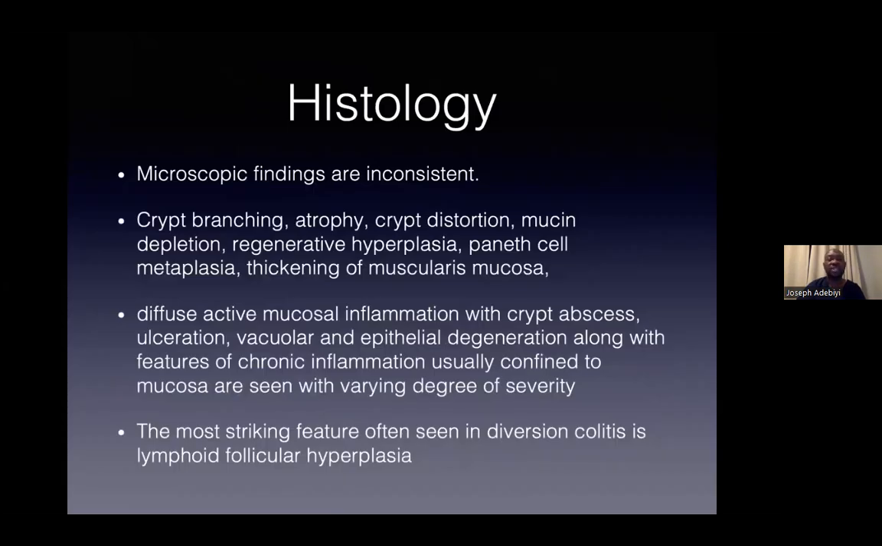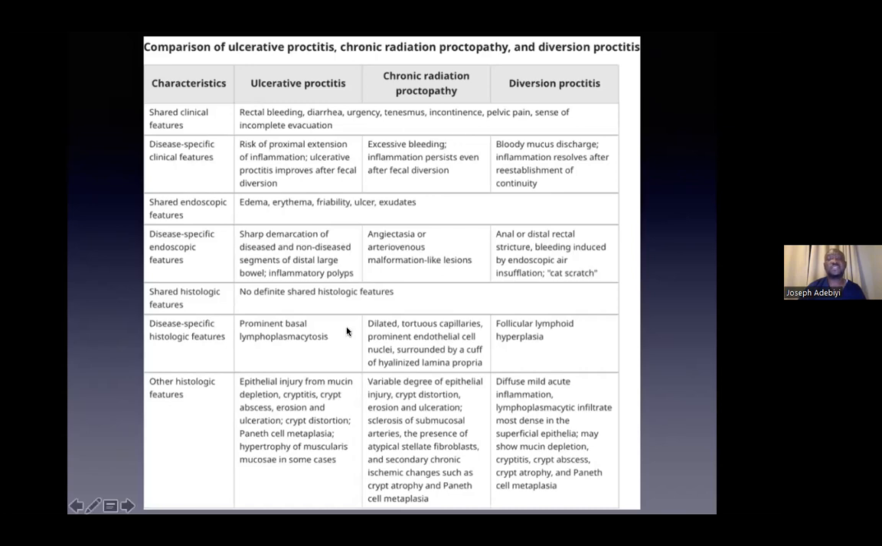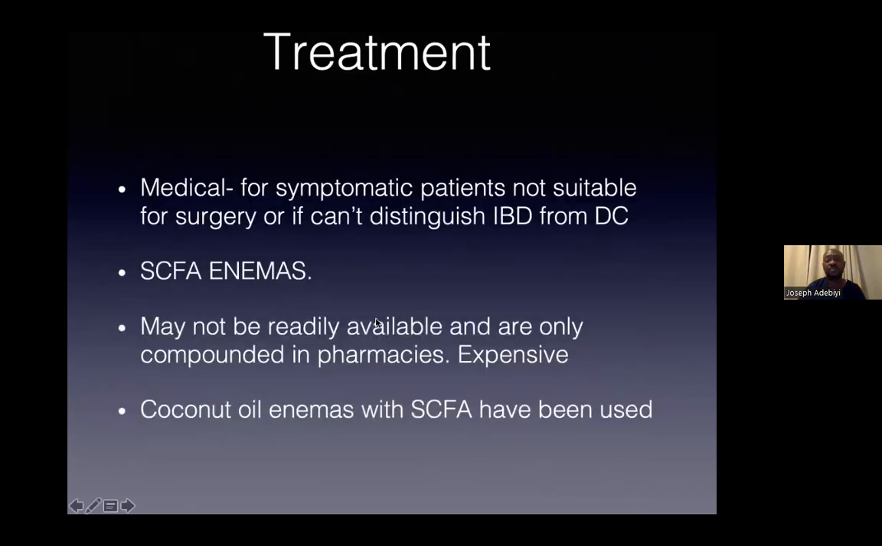For the histologic findings, you usually find crypt branching with atrophic crypt distortion with mucin depletion. You may also find regenerative hyperplasia with some Paneth cells. But the most striking feature is lymphoid follicular hyperplasia, which you'll see in this slide. The differential diagnosis, like I said, is difficult, because it's hard to determine if what you find in a diverted colon is infectious, IBD, drug-induced colitis, radiation colitis, or some form of ischemic colitis. But these features basically help differentiate these other forms of colitis.